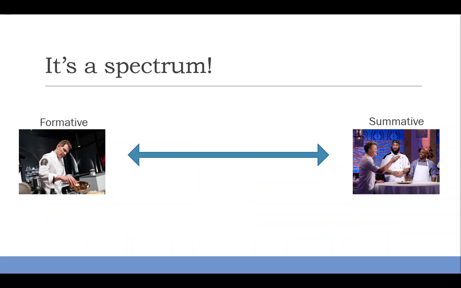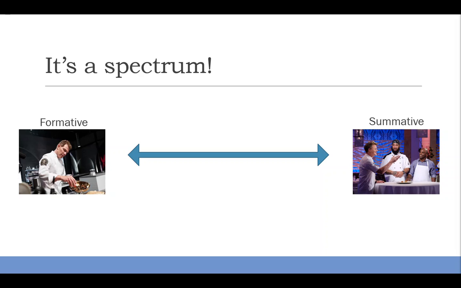Now, in reality, just because something's summative doesn't mean that it's not going to inform future instruction. So really, I think it's a spectrum between formative assessment and summative assessment, because this cook is going to use what feedback he gets from the judges for the next time he makes something. So I don't think it's as clear-cut as sometimes we make it, but those are the two main types.